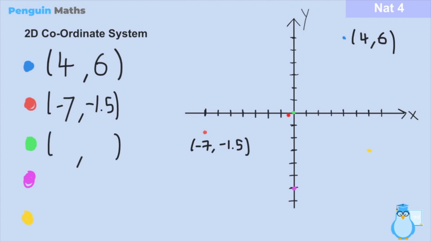So that means that this red point here has the coordinates minus 7, minus 1.5. Now next up is the green point, and we can see that here the green point actually lies on the origin, and we know that for the origin it doesn't move in any direction at all, so we can say that the green point has the coordinates 0, 0, because that's always the coordinate point of a point located on the origin or the intersect between the x and y axis.